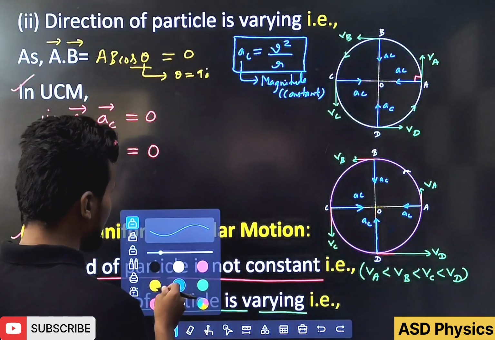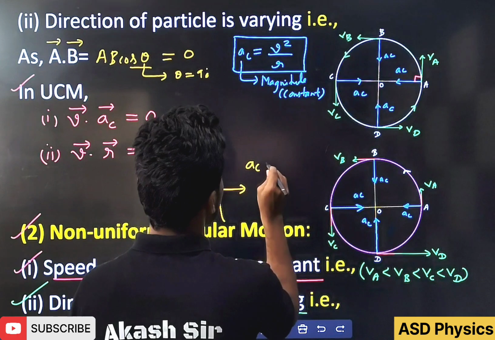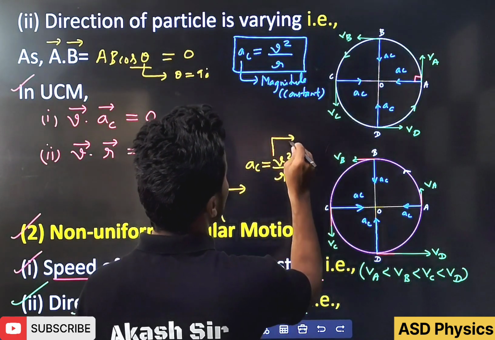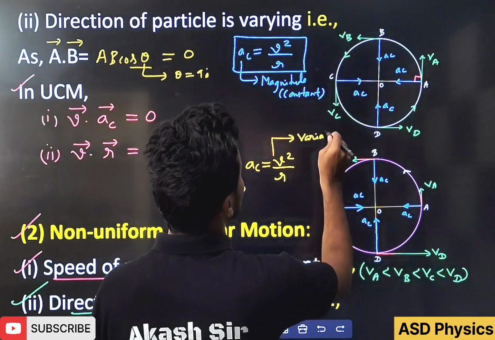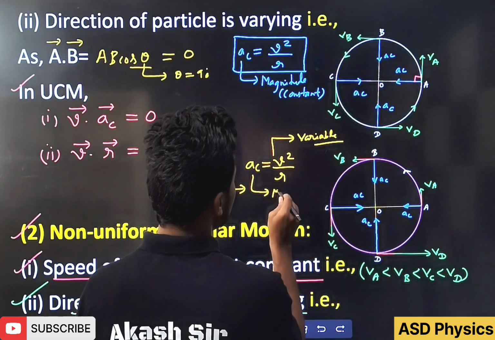So this is the centripetal acceleration formula. And in this motion, again I'm telling that this A C is equal to V square by R. This V is a variable. What is this? V is the variable, keeps on changing. That means what is this A C?